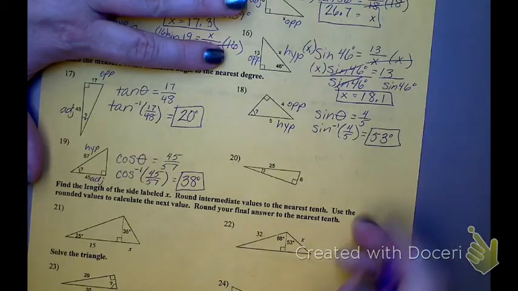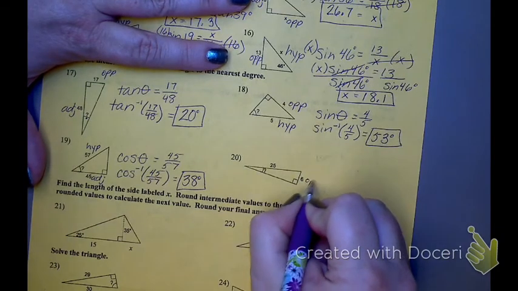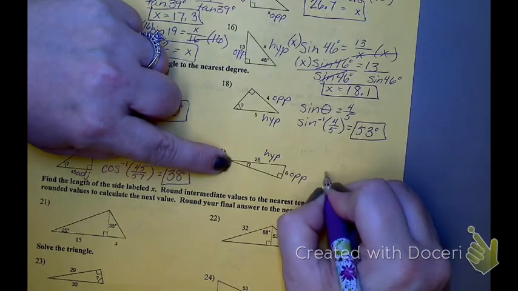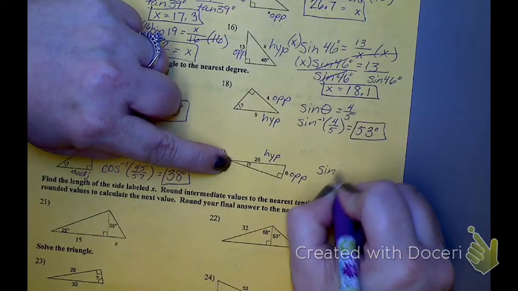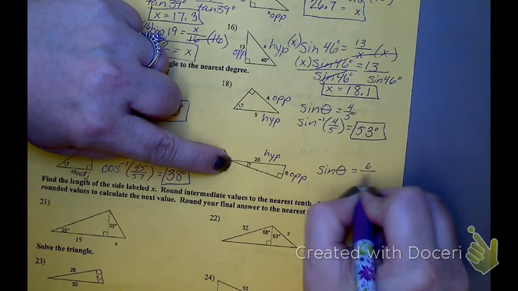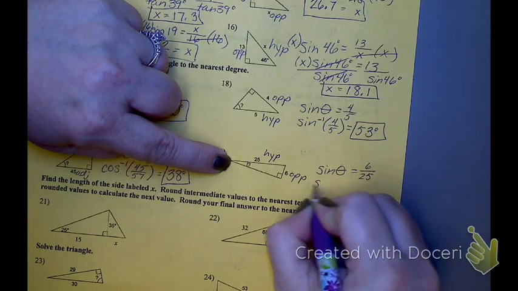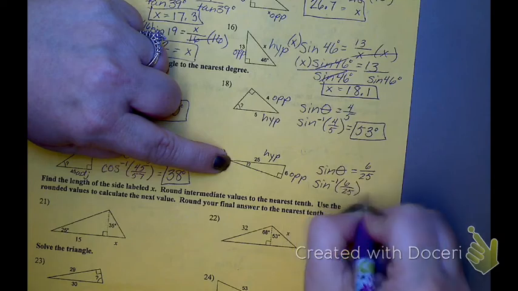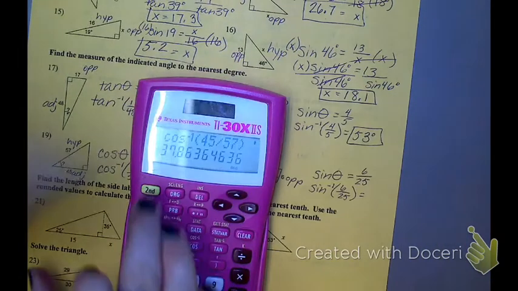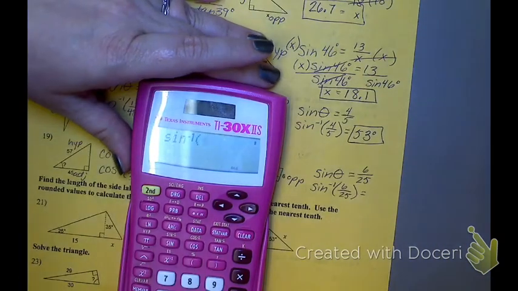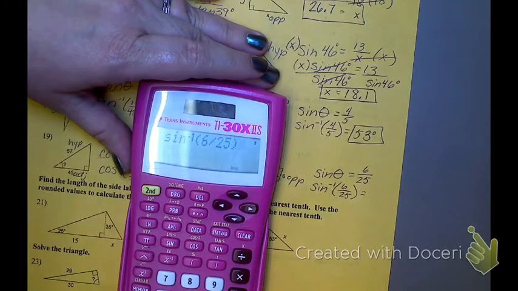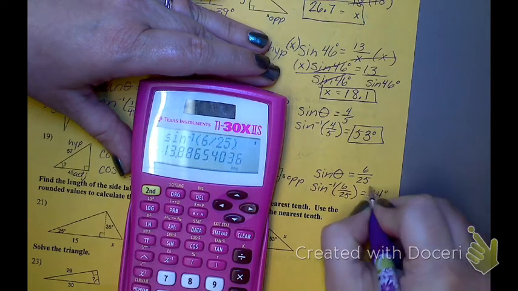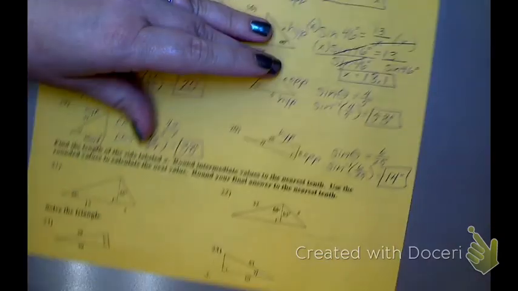Okay, and the last one in this set, they give me opposite and hypotenuse. So that would be sine, so I'm going to say sine of theta equals 6 over 25. Use my inverse sine. And that will give me theta. So second sine 6 divided by 25. 13.8, we're going to call that 14 degrees. Okay.